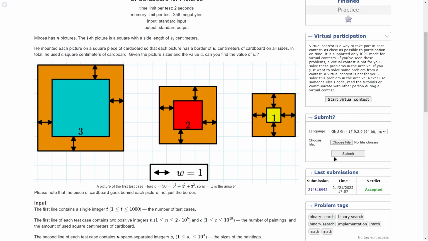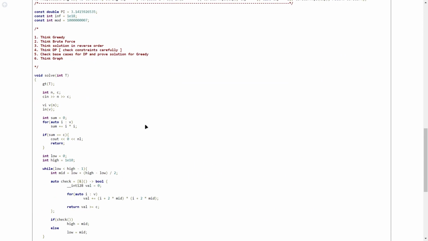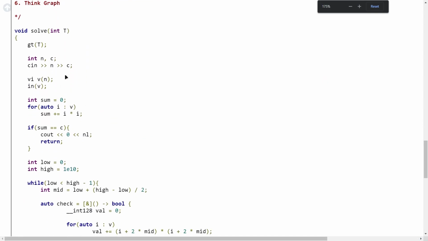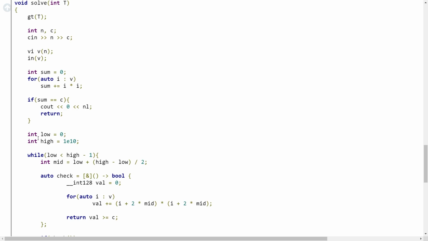So let me show you the answer, how I did it. You will see that I have taken two integers n and c as input, and I have taken a vector v of size n. I am initializing the sum value with 0, and I am trying to calculate the sum when the value of w is equal to 0. If this is true, then I can just directly print 0 and return from here. If this is not true, that means the value 0 will never hold a true answer, and it will never be one of my possible answers. So I initialize my low value with it.